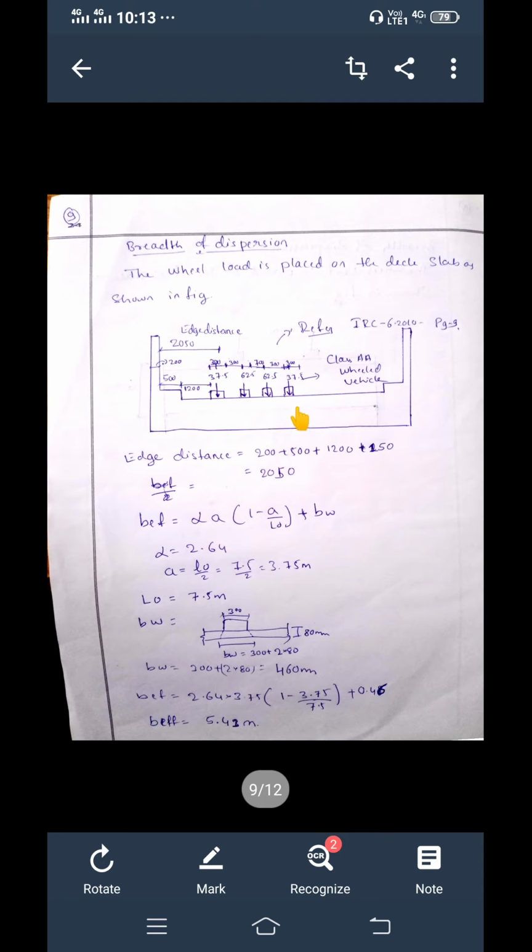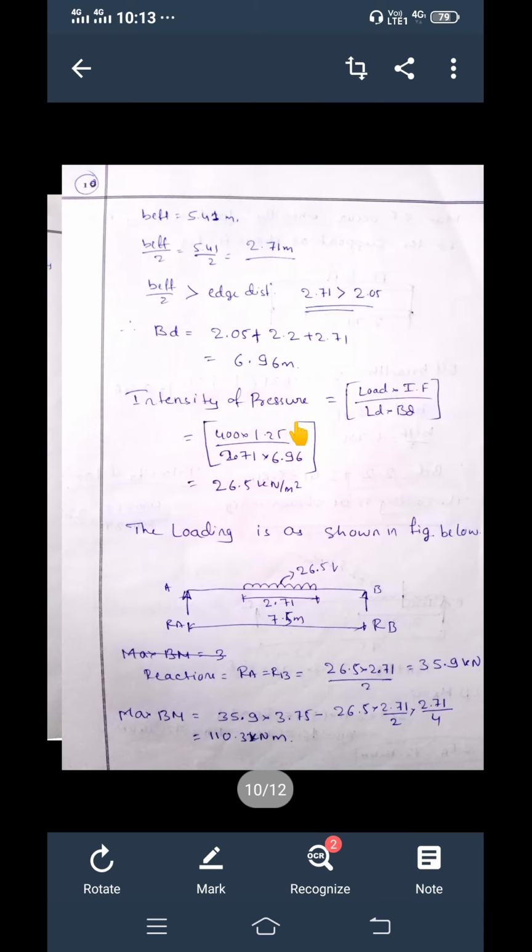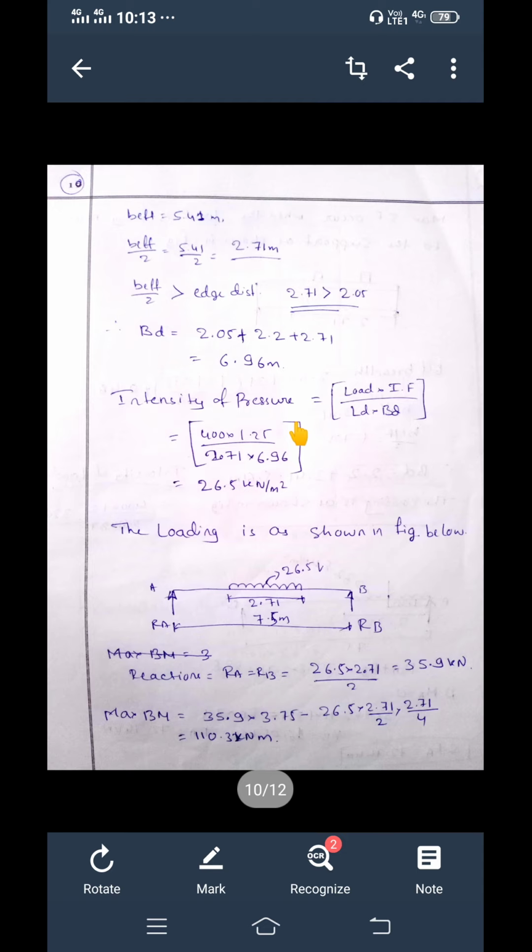So the total breadth of dispersion is equal to, from this edge, 2050 as distance, plus the center of this wheel to the center of this wheel, that is 300 by 2 plus 300 plus 300 half of this one plus 700 plus 300 by 2 plus 300 plus 300 by 2. So how much will you get? You will get 2.2 meters, plus B effective by 2, which is 2.71 meters.